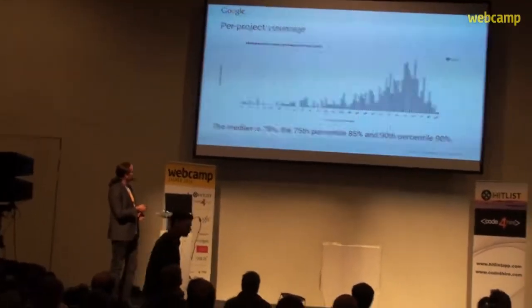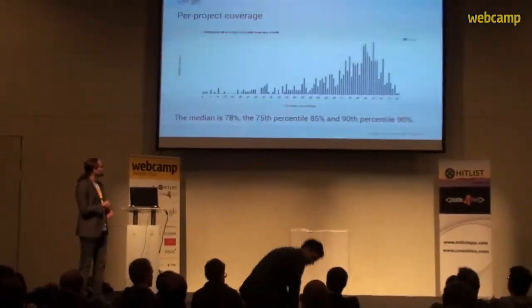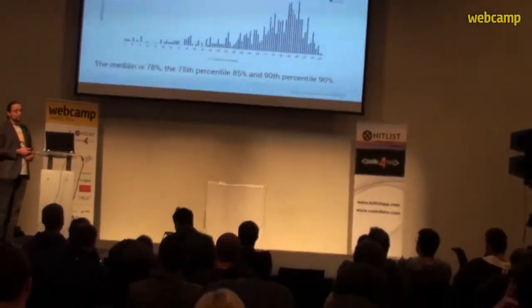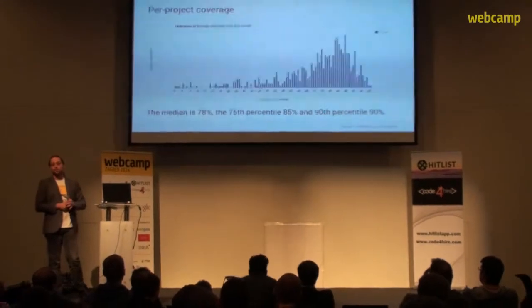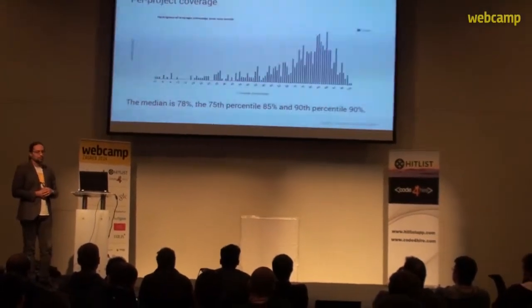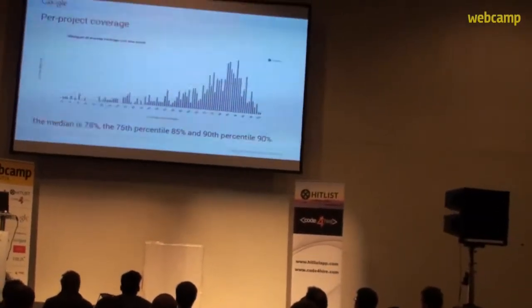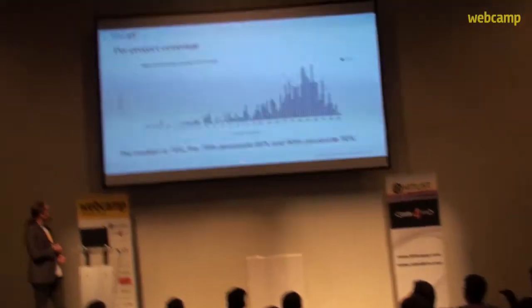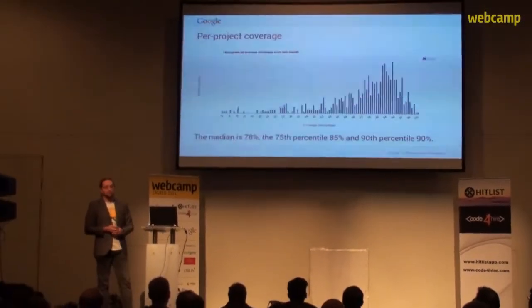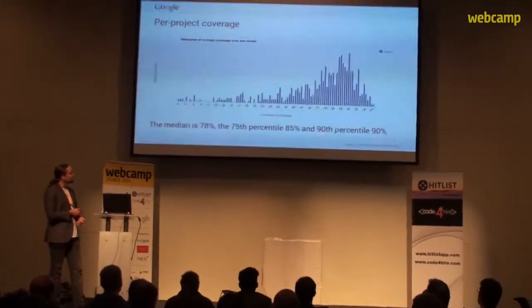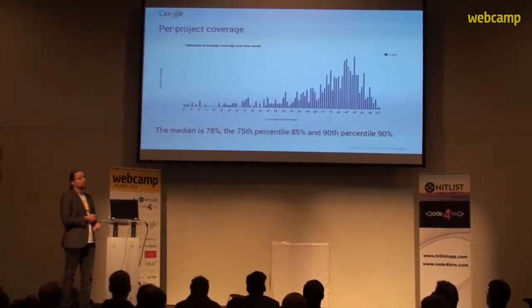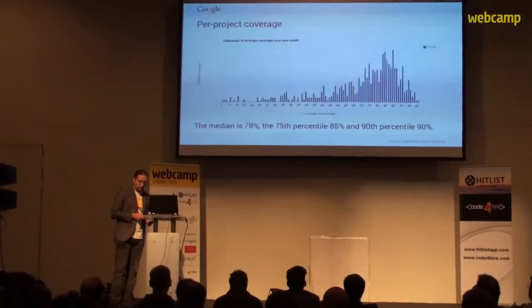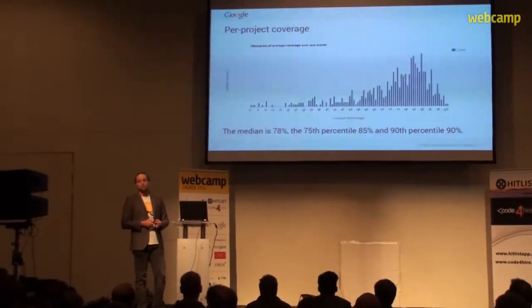To sort of help you reason about it, half of the projects have 78% coverage or more. 75th percentile, 85% coverage. The top 10% of the projects have 90% of their code base covered in a way that we can measure.